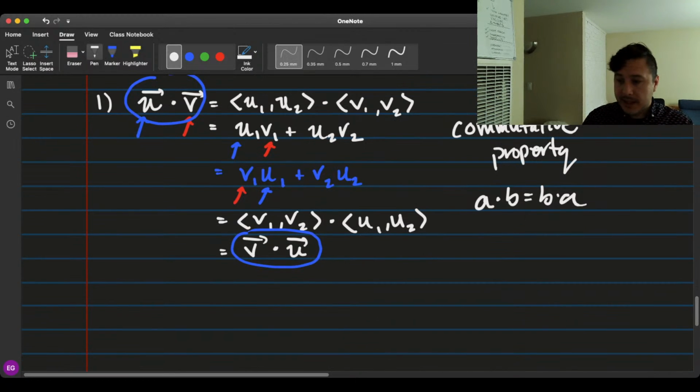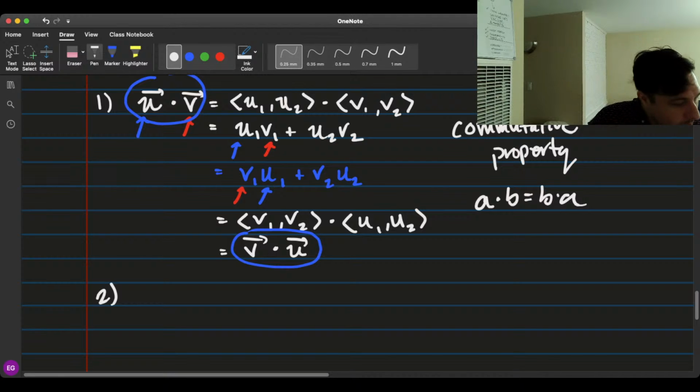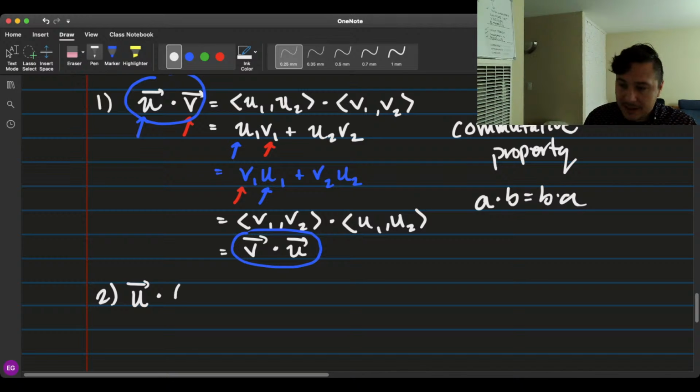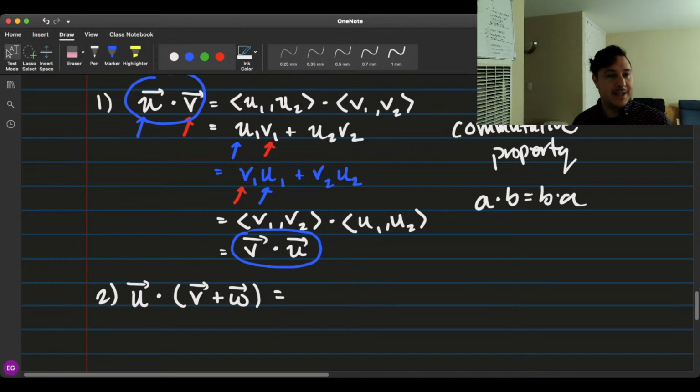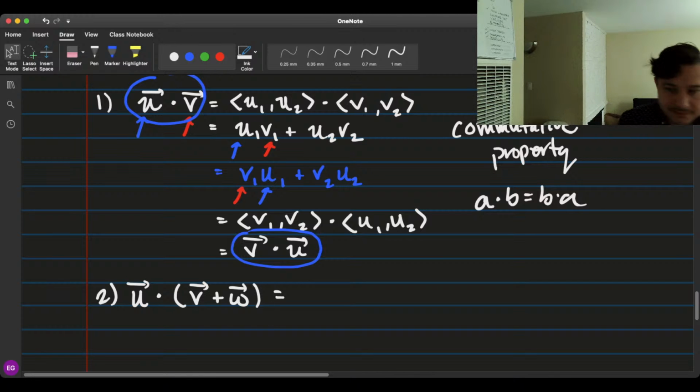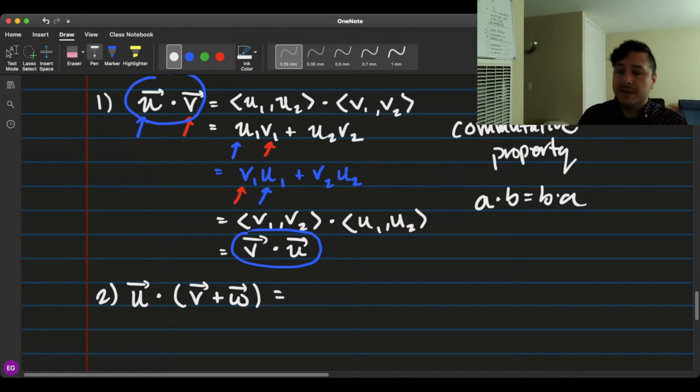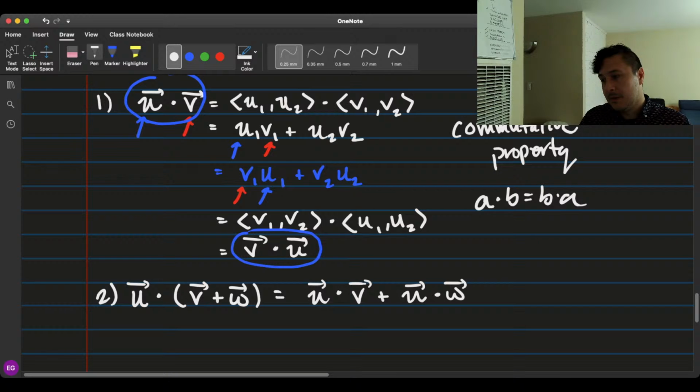So let's do a second property. What would you like U dotted with V plus W to be equal to? Like, ideally, what would you like the dot product to do? Distribute? Yeah, and it does. U dotted with V plus W is the same thing as U dotted with V plus U dotted with W. This is the distributive property.